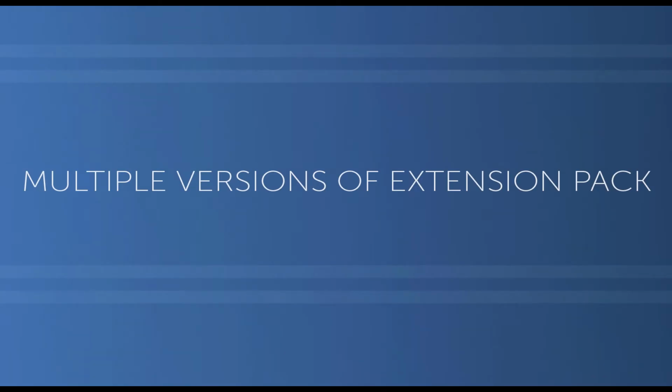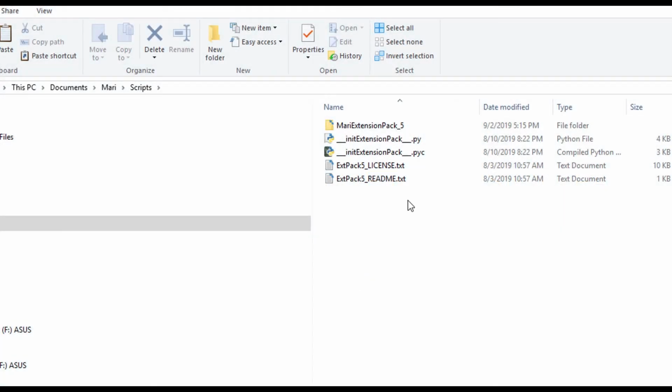The last issue we'll cover here is when users have multiple versions of Mari Extension Pack installed and they cannot get the latest to load. In this case, make sure that you've overwritten the init extension pack py file. This file exists for all Mari Extension Pack versions inside of your scripts directory. By making sure that you extract the one that is included with Mari Extension Pack 5 and overwrite any old file, you will automatically trigger the latest version of Mari Extension Pack 5 to load in your Mari.